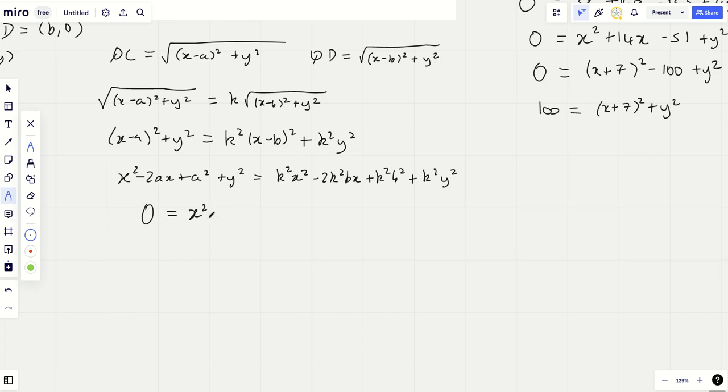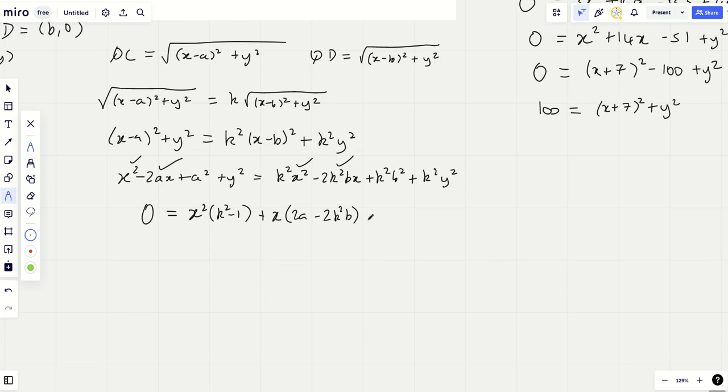So I'm going to get x squared multiplied by k squared minus 1. That's that one and that one dealt with. And then I'm going to have plus x times, I'm actually going to leave some of the common factors in here just so I can see it clearly. Now I'm going to have 2a minus 2k squared b, and that's that one and that one dealt with.